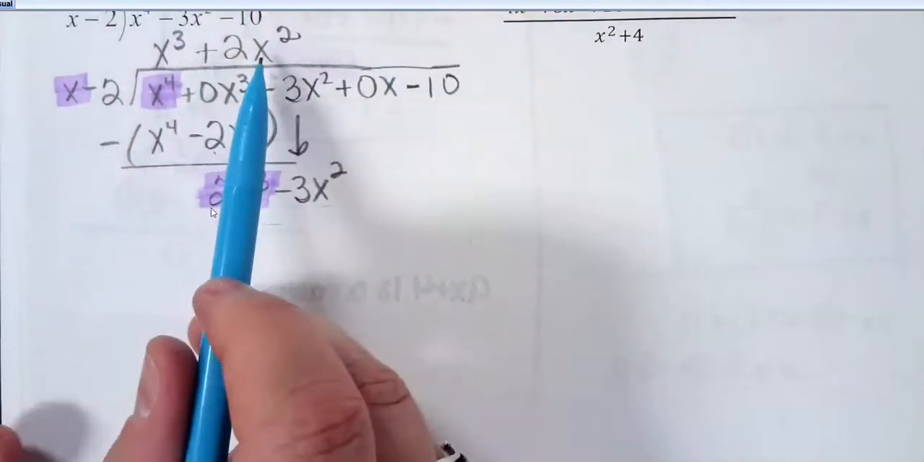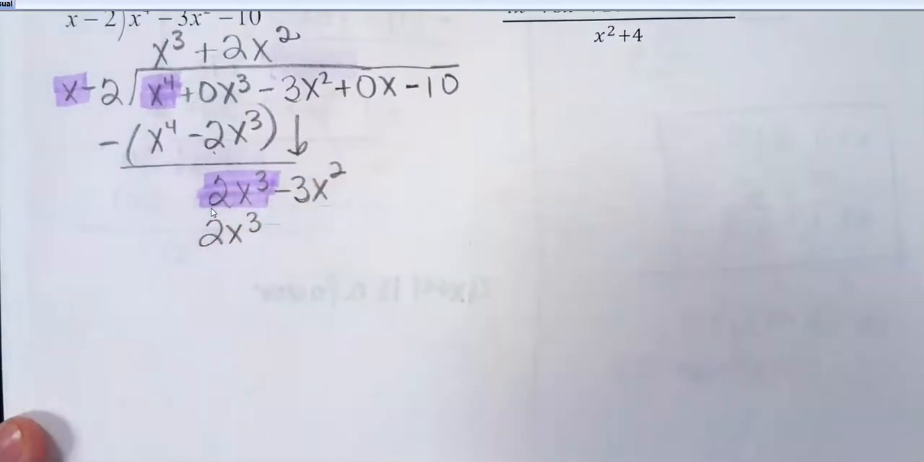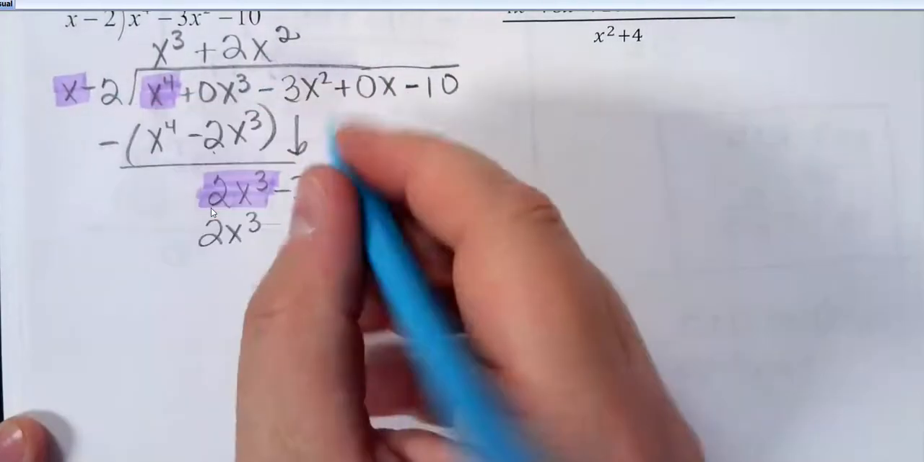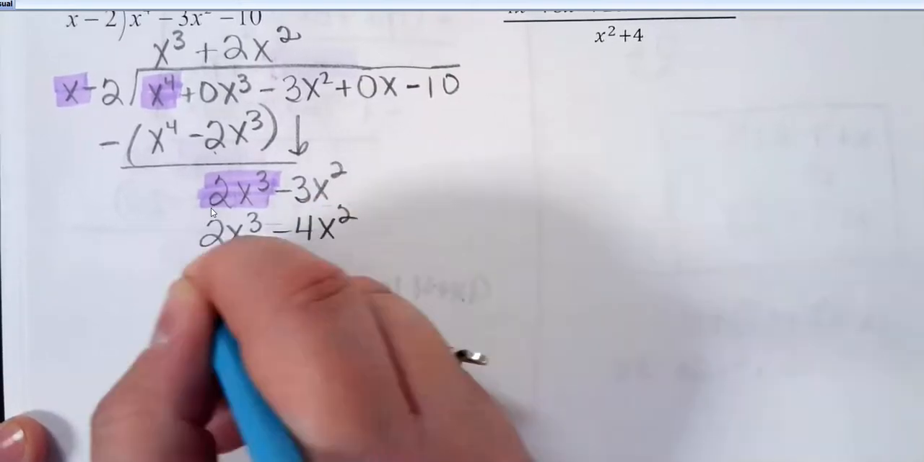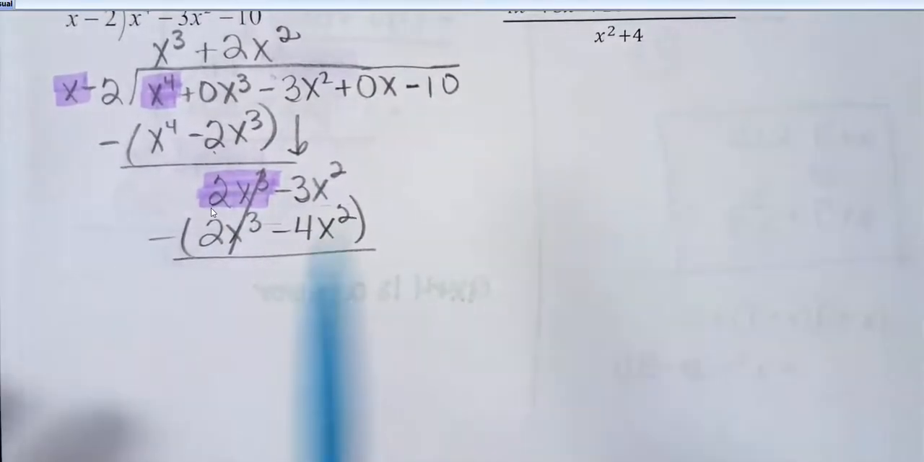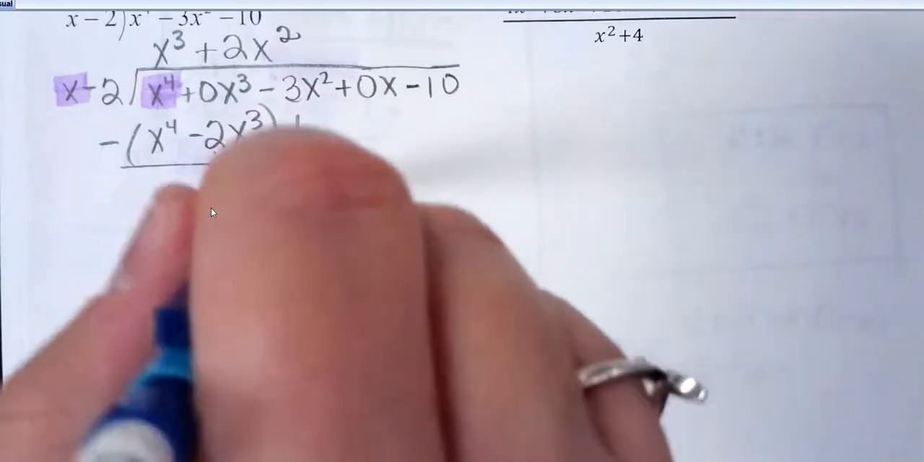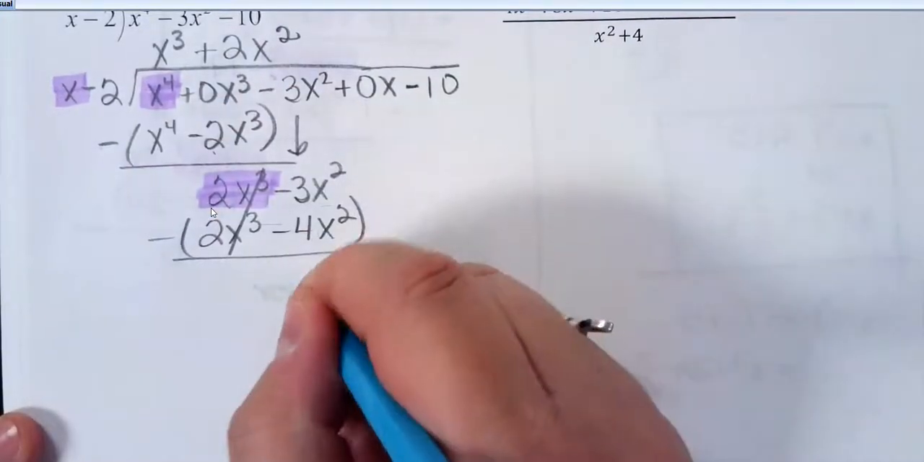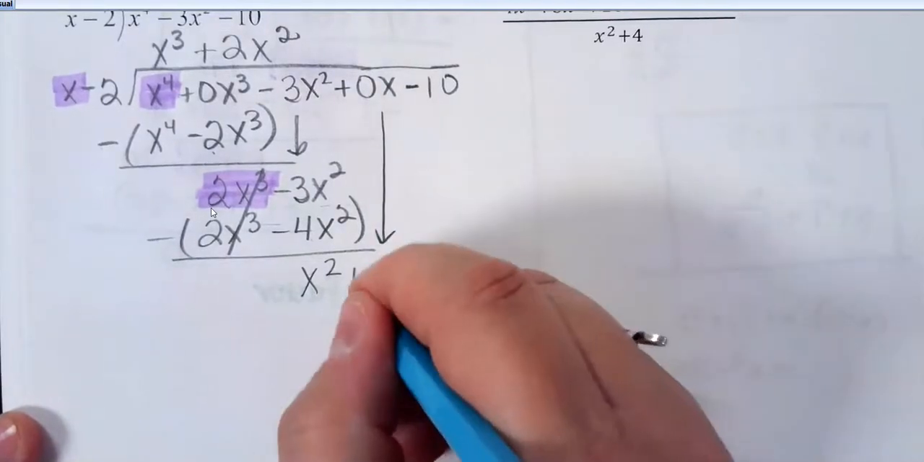And then we're just going to multiply that by both terms on the outside. So 2x cubed, and then 2x squared times negative 2 is going to be negative 4x squared. Subtract. All right, now this is negative 3 minus a negative 4, so it's negative 3 plus 4. So this would be 1, or just x squared. And just to help me out, I'm going to bring down that 0x.